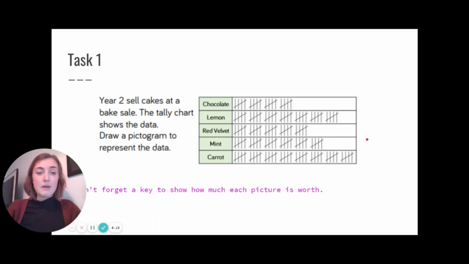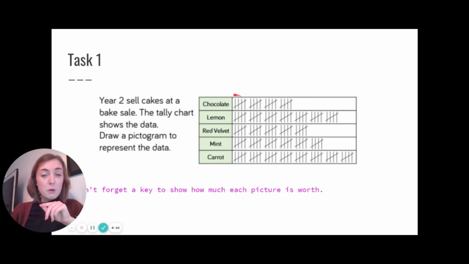Year 2 sell cakes at a bake sale, and this tally chart shows the data. It shows how many they sold. I want you to draw a pictogram to represent the data. So I don't want you to draw a picture for every single tally. That would take you a long time. I want you to look at those tallies and think about what you could turn a group of them into. So you will need to draw a key to show what picture you're using and what it is worth.